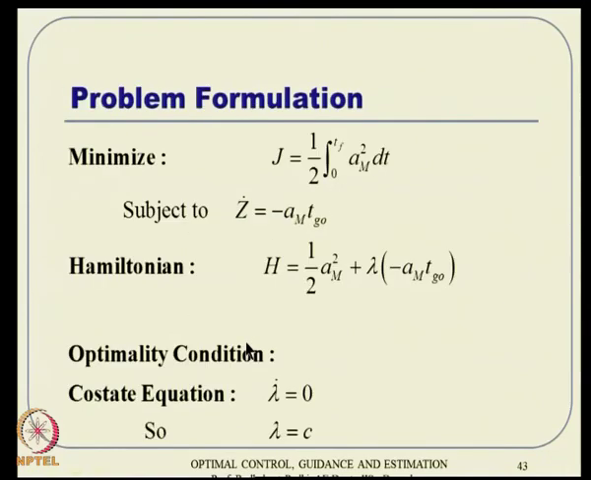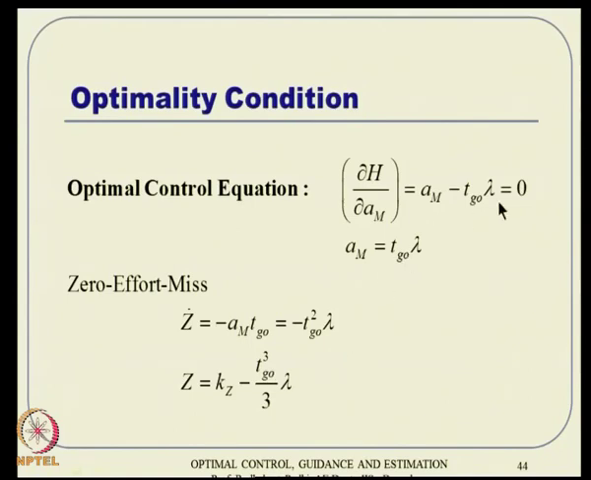Again this concept remains the same: minimize the lateral acceleration, but subject to this single z dot equation. Remember, this is a single equation now. It is not a vector, it is a scalar equation constraint, so the algebra becomes much easier. We have the Hamiltonian optimality conditions again, with the co-state equation. It turns out that lambda is just a constant, and for optimal control, am is nothing but T go times lambda.